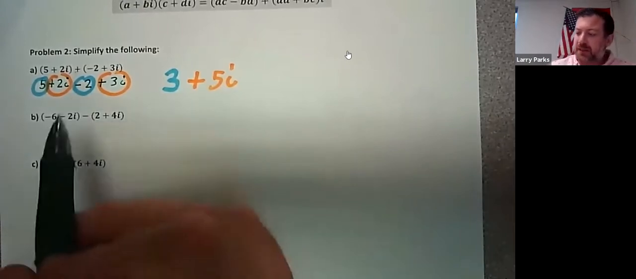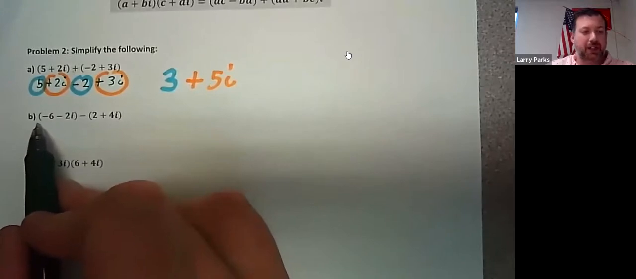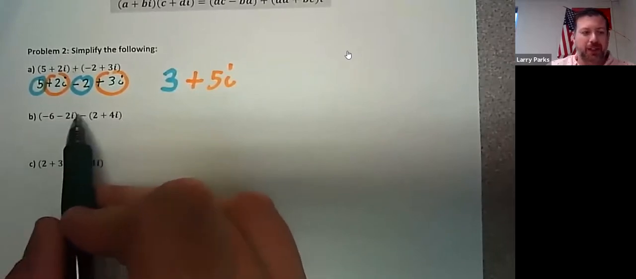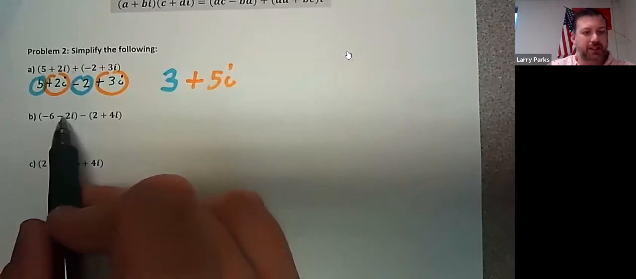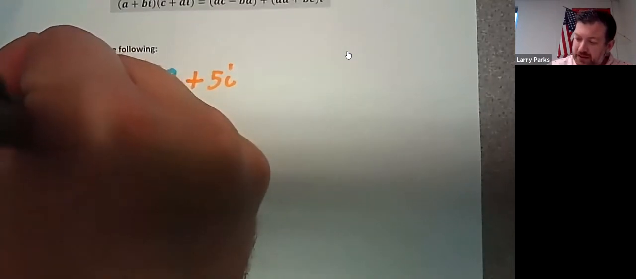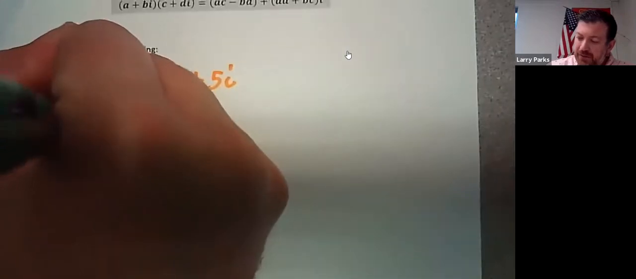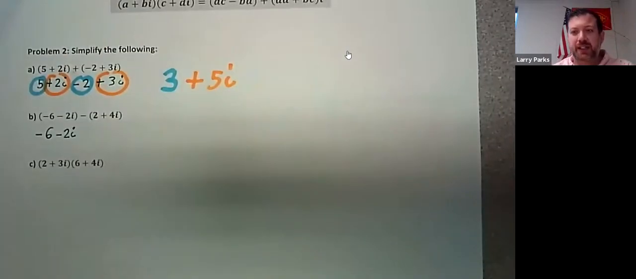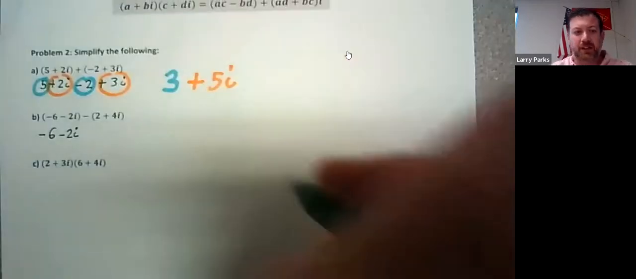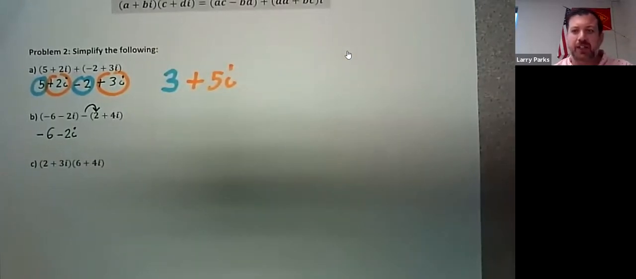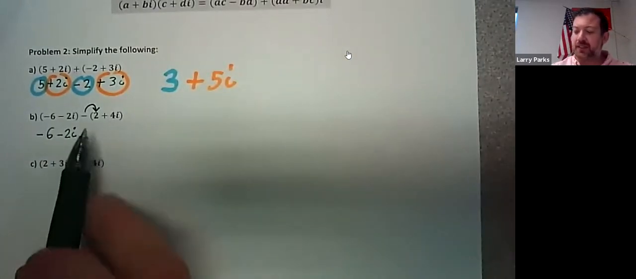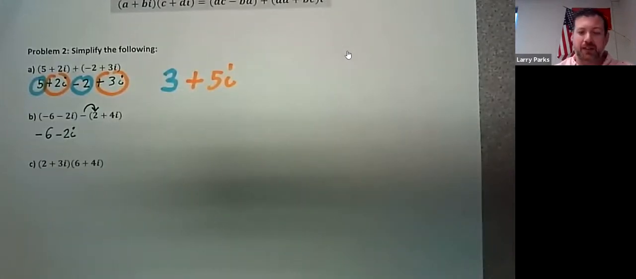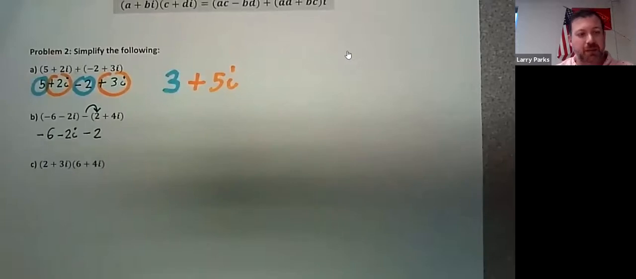This problem is very similar. There's no number out front. This is a subtraction problem, so I could drop the parentheses in front of negative 6 minus 2i. Now, just like with x's, we are going to distribute the negative in. Basically a negative in front of an expression changes all the signs. That's going to change that to a negative 2 and that to a minus 4i. So negative 1 times 2 is negative 2. Negative 1 times 4i is negative 4i.